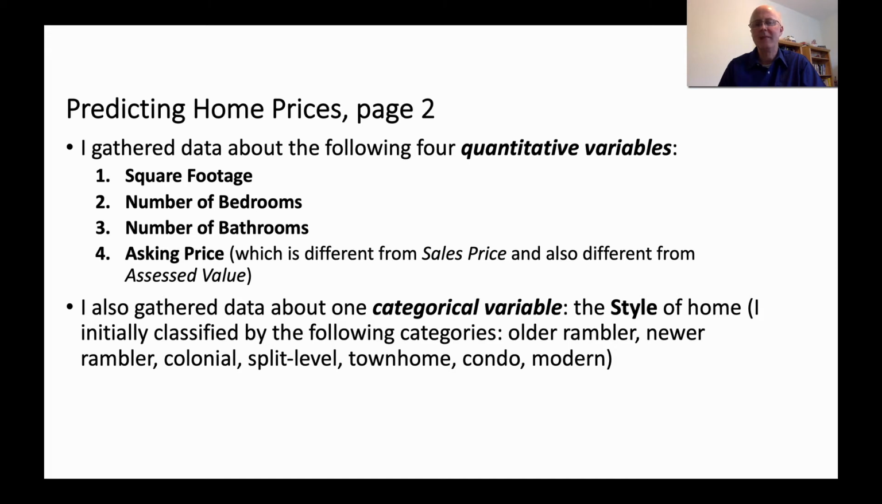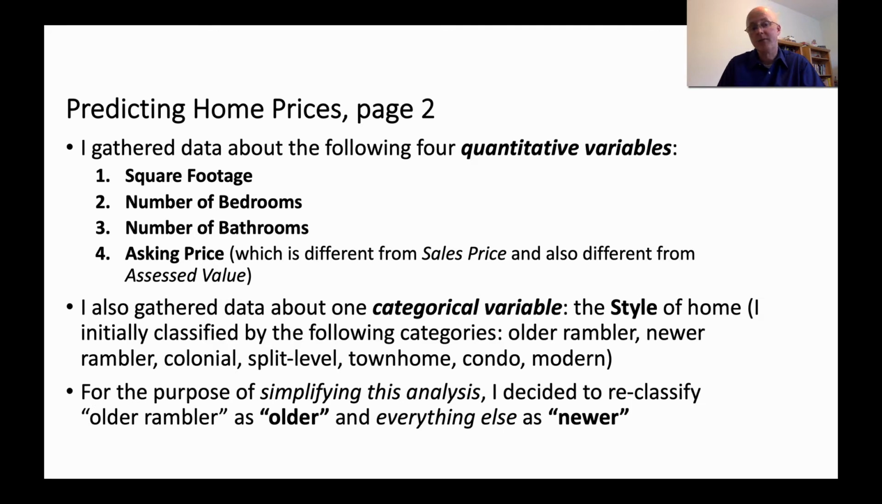I also gathered data about one categorical variable that did not have numerical values, what I called the style of the home, and I initially classified it by the following categories: an older rambler, essentially anything built before about 1960 or so; a newer rambler, an older style but newer than 1960; colonial, split level, townhome, condo, and then sort of a catch-all term here, modern, for things that were newer in the last 20 or 30 years and didn't quite fit the colonial form, or any other form for that matter.